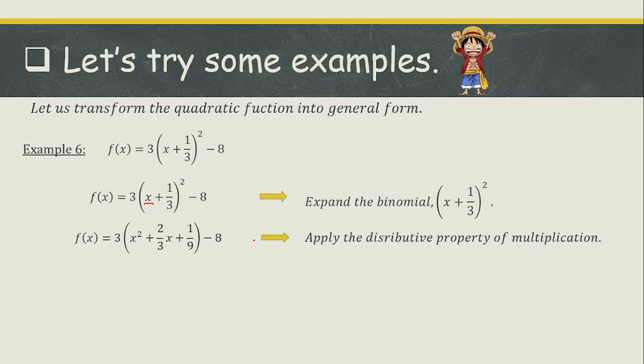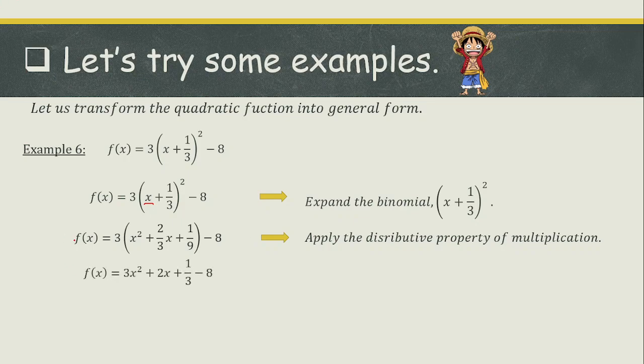As I said earlier in the step-by-step process that I taught, this is only if necessary, depending on the given. When our A is greater than 1, the next step after expanding the binomial is to apply the distributive property of multiplication. So, we multiply A, which is 3, by the terms inside the parentheses, the trinomial inside the parentheses.